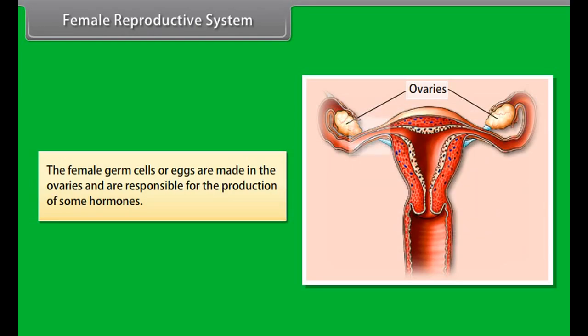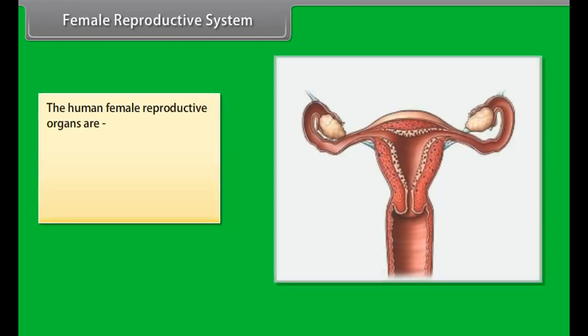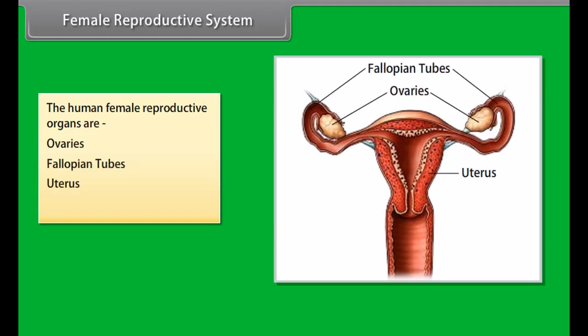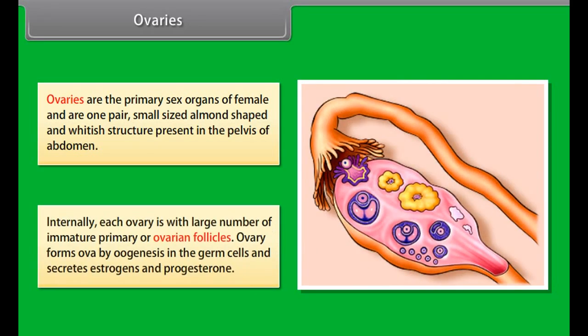Seminal vesicles are a pair of thin-walled, muscular, elongated sacs which secrete fluid for nourishment of sperms. Prostate gland is a single, large-sized and lobulated gland present just below the urinary bladder. It produces fluid which is released in the urethra along with secretion of seminal vesicles. Cowper's glands are a pair of white, pea-seed-sized glands present at the base of penis. It secretes alkaline semen, which neutralizes acidity of urine, activates sperms and provides nutrition to the sperms.